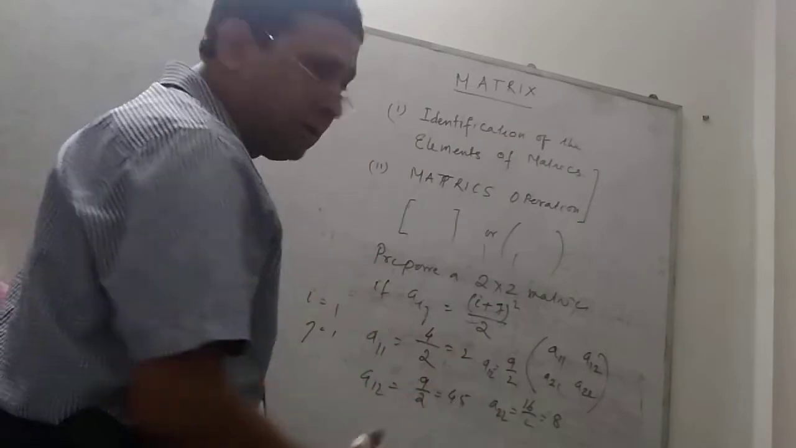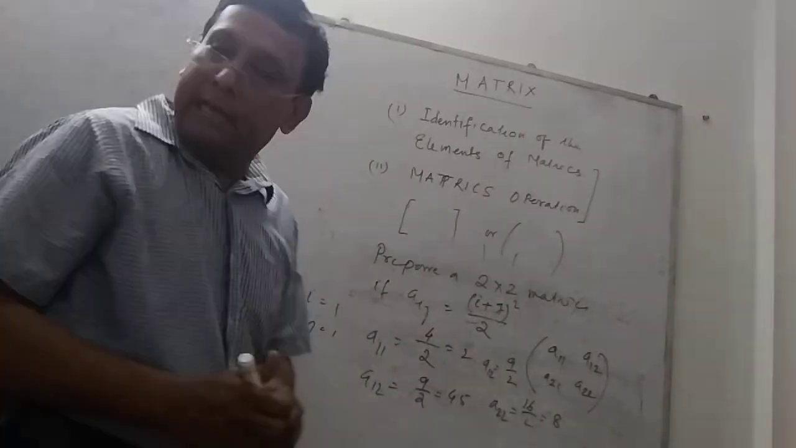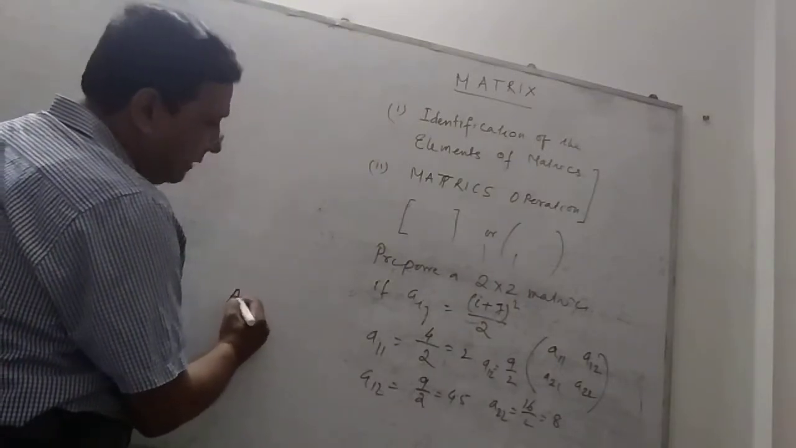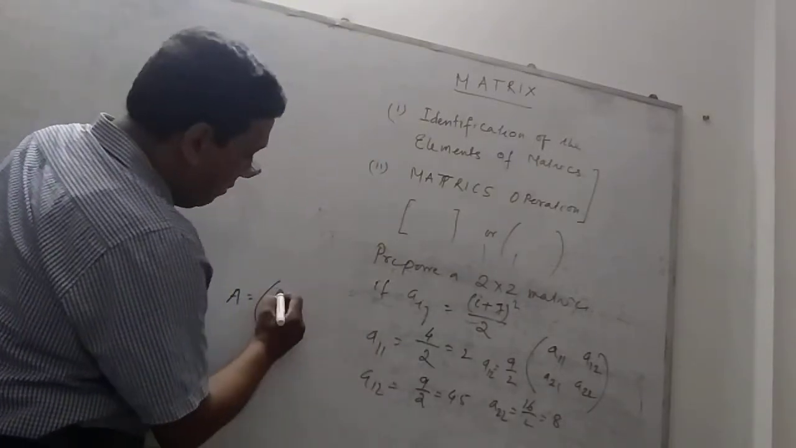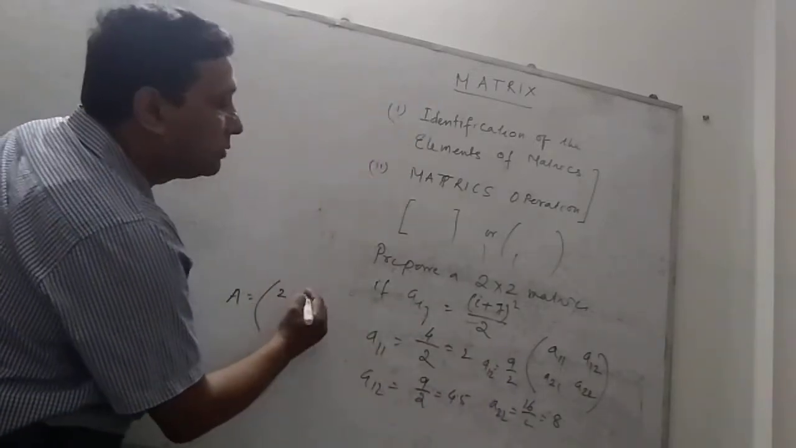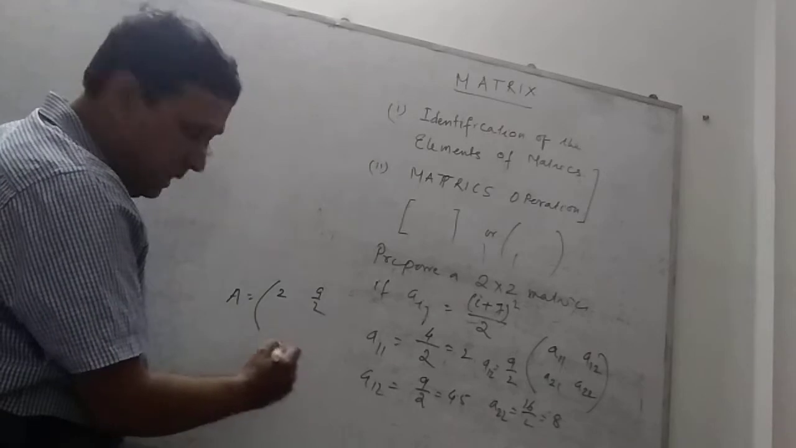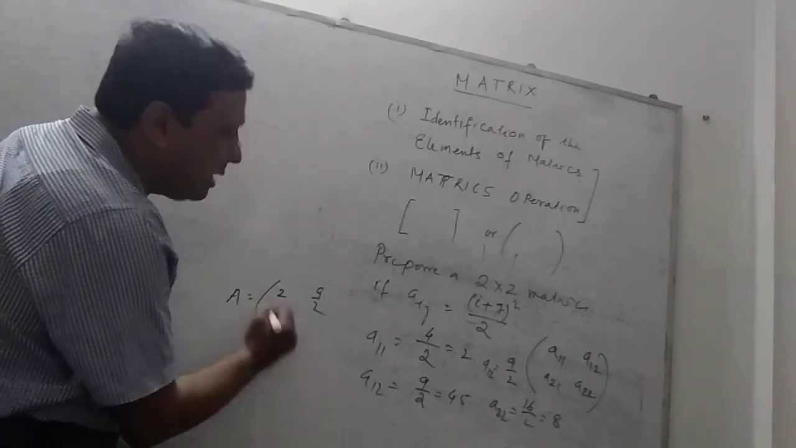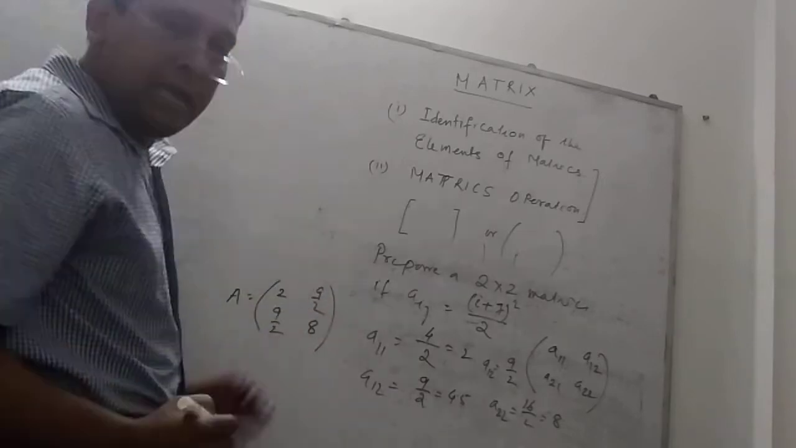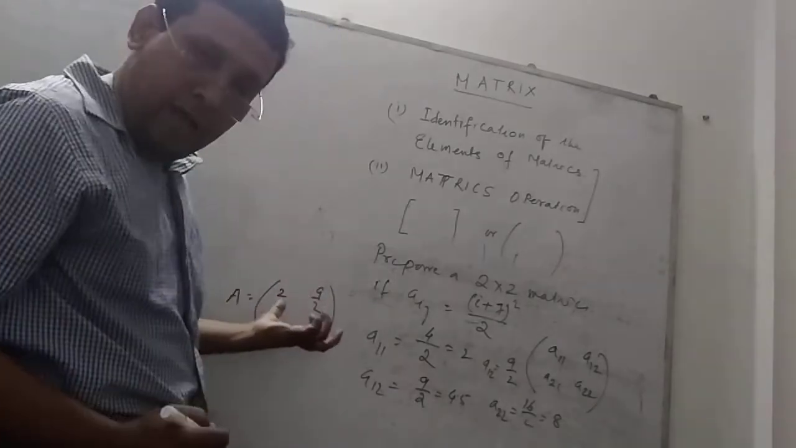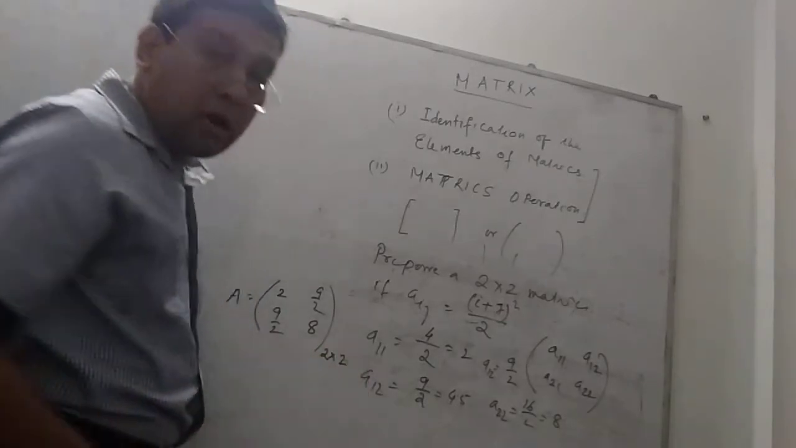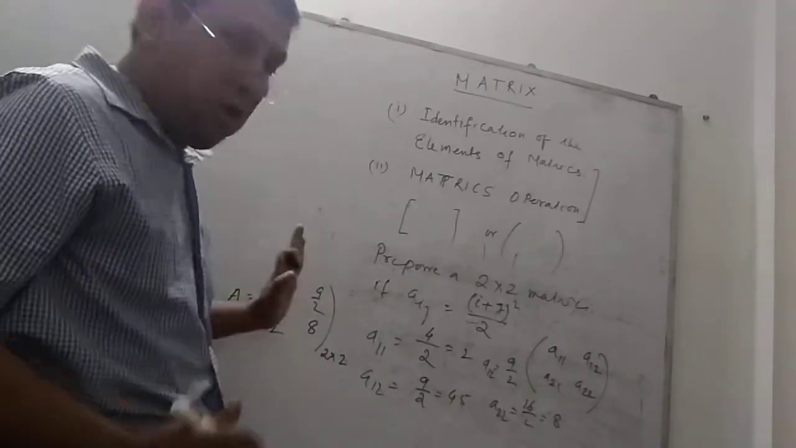So how can I construct the matrix? The matrix will be what? The matrix is equal to A11, 2. A12 is 9 by 2. Here I should say also 9 by 2, A21. And the last but not the least is 8. So in this way, we generally can write the matrix, and also I should mention the order of the matrix, that is 2 by 2. I hope you have understood.